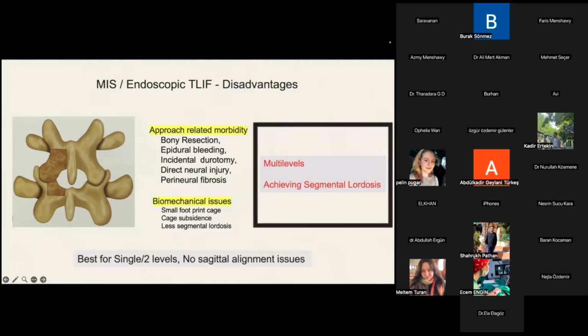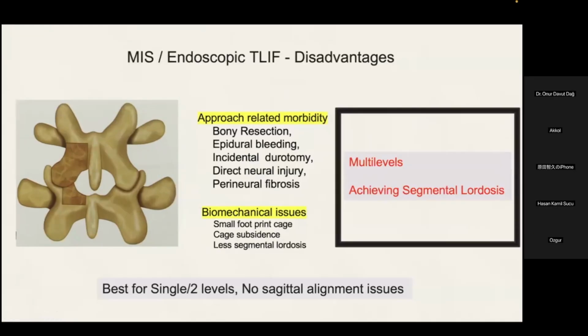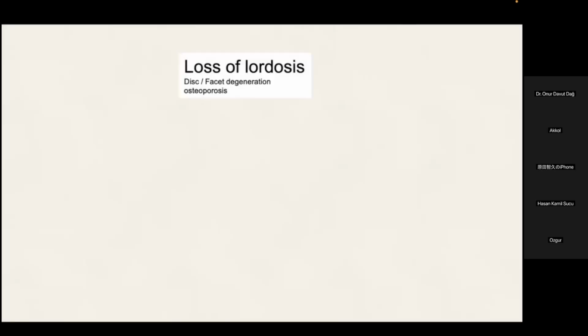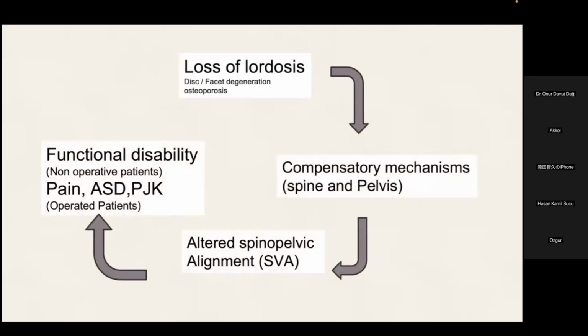And the biggest problem is in multi-levels. If you want to do an endo-TLIF or MIS TLIF in multiple levels, how much segmental lordosis can you achieve? That is a big point of discussion. Achieving a good amount of sagittal alignment is very, very important, as we all know, because if you don't achieve a good amount of segmental lordosis by putting the cage, you are definitely not going to have a good functional outcome, and you are increasing the chances of adjacent segment disease.